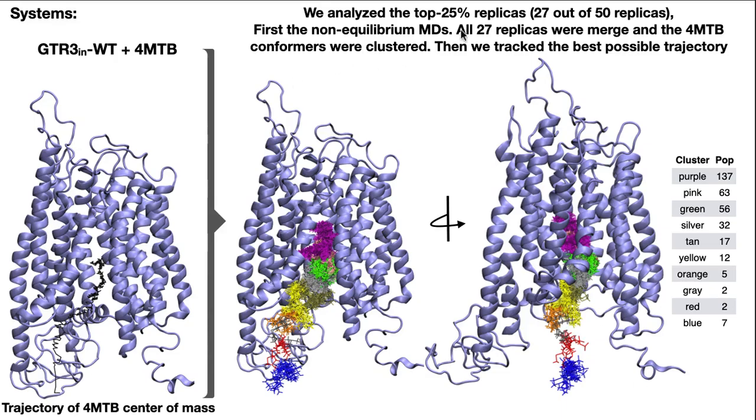Then, using just the top 25% of the replicas, in this case I am just showing you the results for GTR3 with wild type, but we did the same for all the systems. So here we can see the trajectory and the center of mass of 4MTB, and how the trajectory goes. We clusterize this across the entire replicas. You can see here different clusters. Now we have significant clusters. That means that now we are able to study how these different conformations along the pathway are interacting with this, in this case with this receptor.